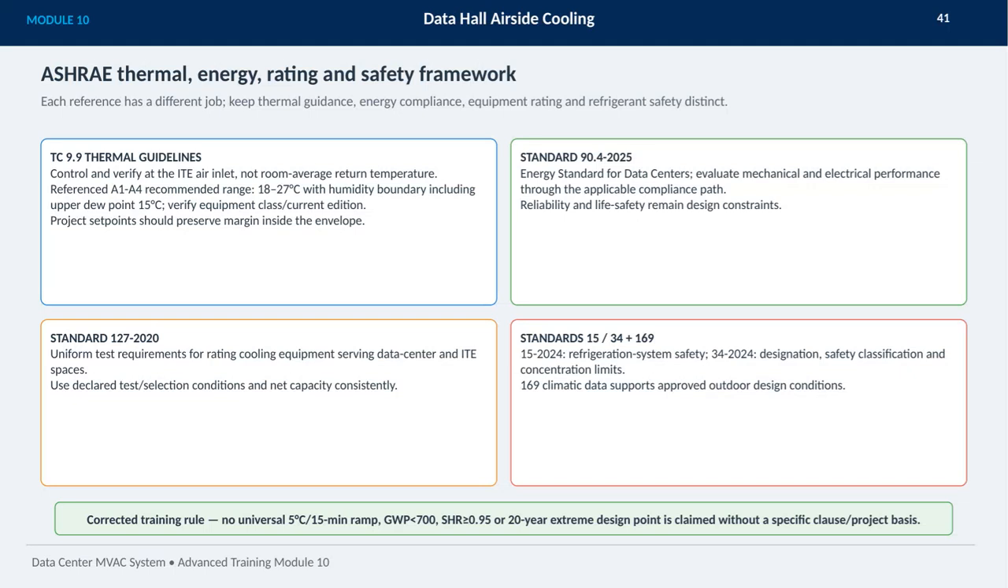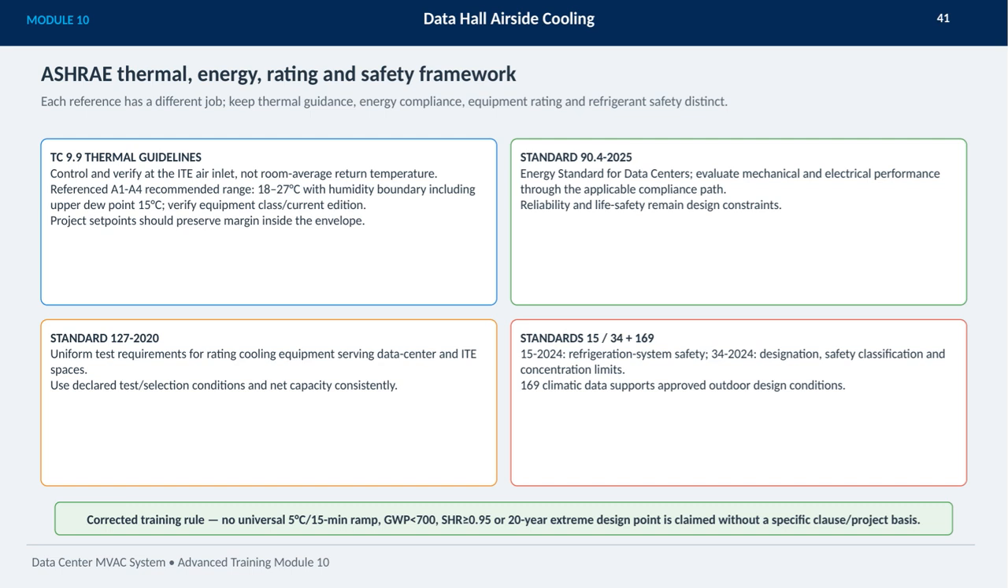In Module 10, we focus on Data Hall Airside Cooling, framed within the Data Center MVAC System Advanced Training. The key to understanding this section lies in the ASHRAE thermal, energy, rating, and safety framework, where each reference plays a distinct role. For thermal guidance, TC 9.9 directs us to control and verify conditions right at the IT air inlet, not the average room return temperature, maintaining a recommended temperature range between 18 and 27 degrees Celsius and considering humidity constraints. Energy compliance is covered by Standard 90.4-2025, which sets the energy performance expectations while keeping reliability and life safety as top priorities.